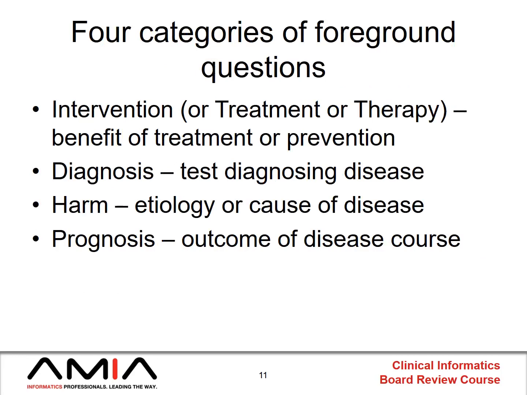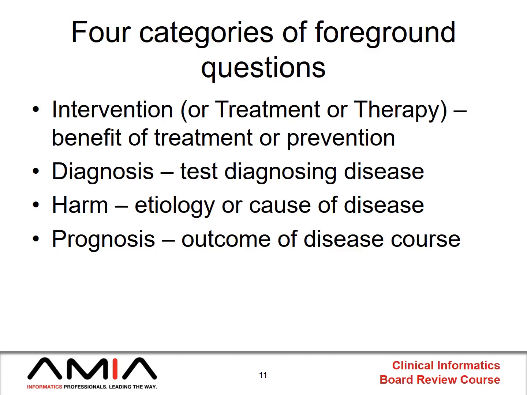Most foreground questions can be placed into one of 4 categories. These categories of questions are very important because they define the most appropriate type of evidence and the various statistics that we use to make decisions about patient care. The first of these categories is intervention, sometimes called treatment or therapy, where we're assessing the benefit of some approach to treatment or prevention of disease.